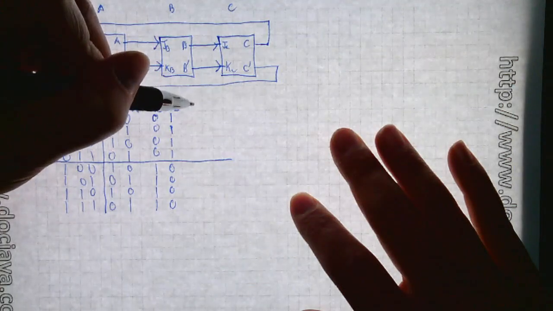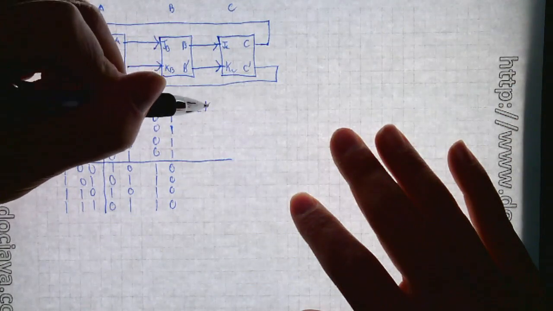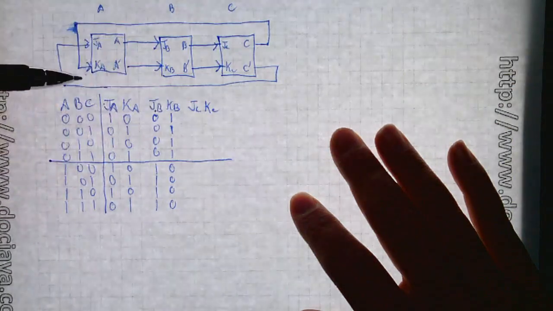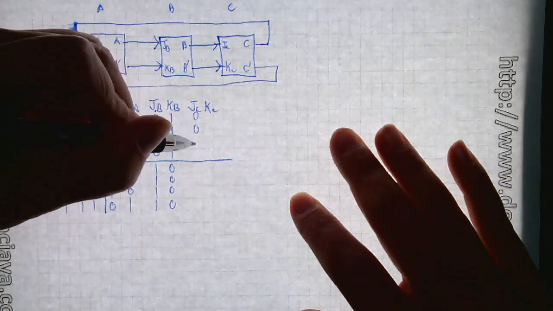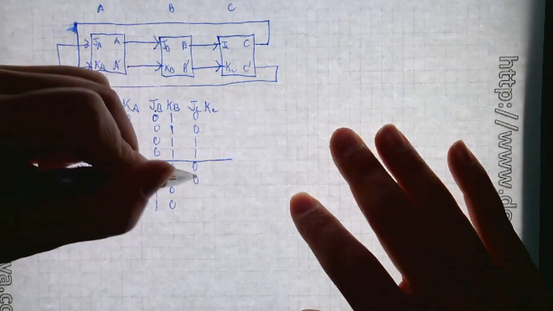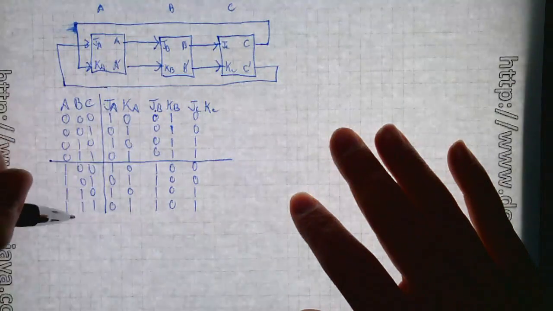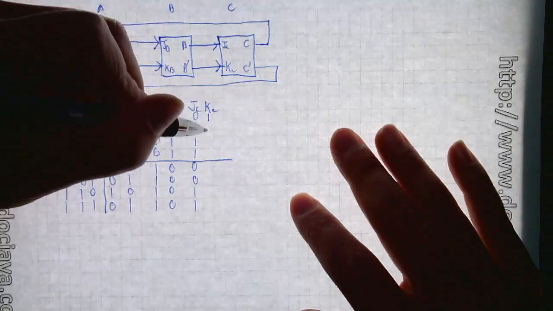Let's do another one. JC, KC. Now JC is equal to B, so that's 0, 0, 1, 1. You can see 0, 0, 1, 1. And KC, once again, is the opposite.